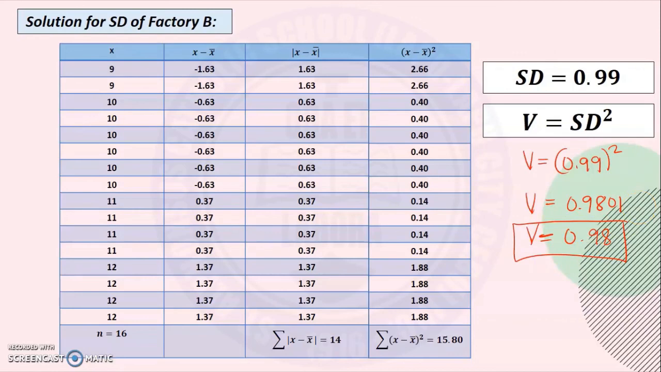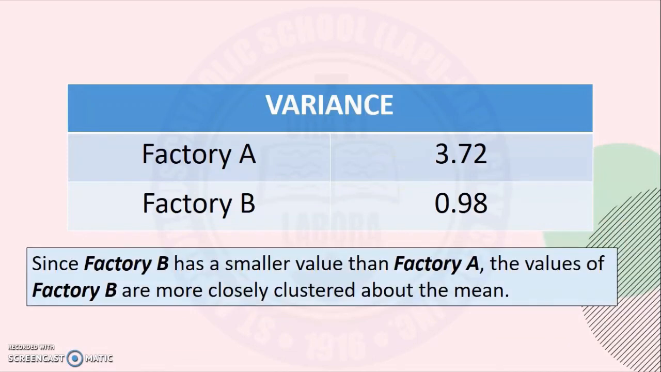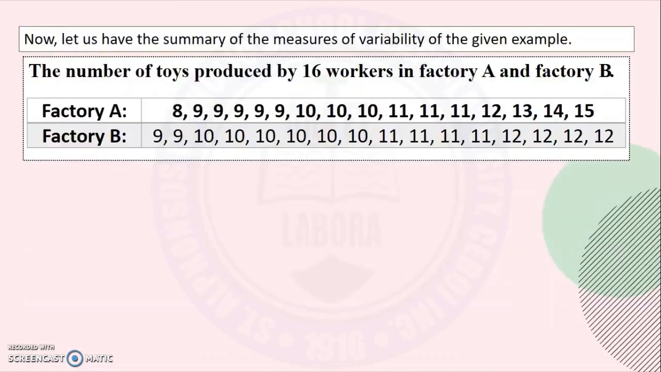Now, let's compare the variance of the 2 factories. In factory A, we have 3.72. In factory B, we have 0.98. Since factory B has a smaller value than factory A, the values of factory B are more closely clustered about the mean.